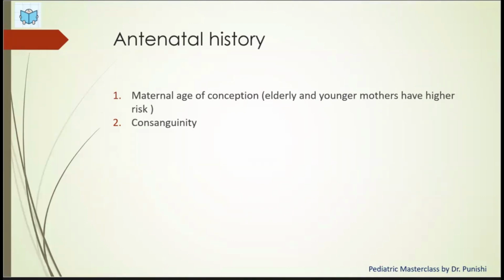If the mother is very young or older, it increases the risk of developmental delay. Next is consanguinity. Certain genetic and chromosomal disorders that can lead to developmental delay are autosomal recessive in nature. So consanguinity becomes an important question to ask in that case.